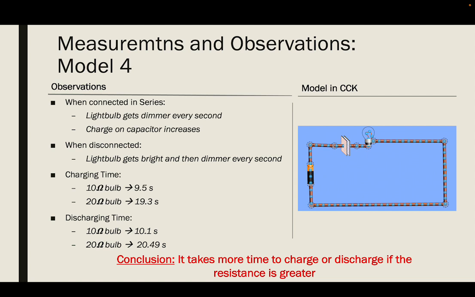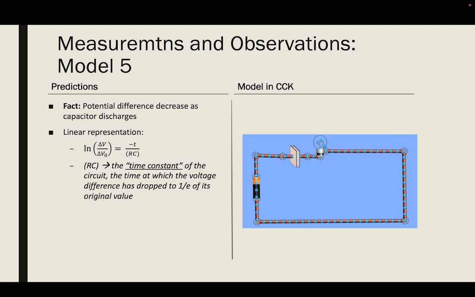By measuring the amount of time it takes for a light bulb to get brighter or dimmer given different resistances, we have observed that the time it takes to discharge or charge the capacitor is directly proportional to resistance. Specifically, the higher the resistance, the more time it takes to charge or discharge a capacitor. Now, moving on to the last model of this lab.